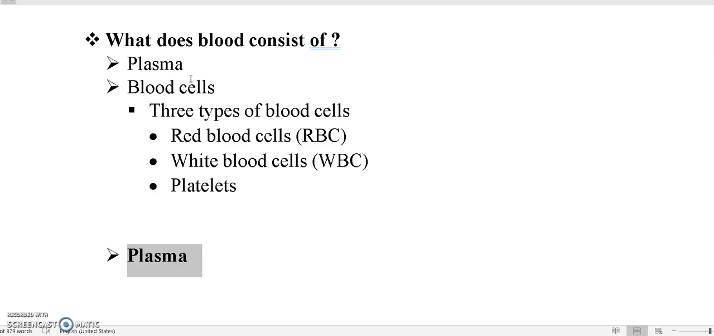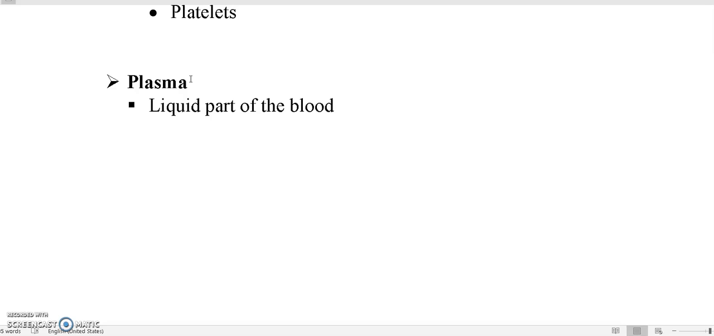If we first start talking about plasma, plasma is the liquid part of the blood. Why only the liquid part? Because cells are kind of solid. When we talk about blood cells, they are kind of solids, they are not completely liquid. So plasma is the only part which is the liquid part of the blood.